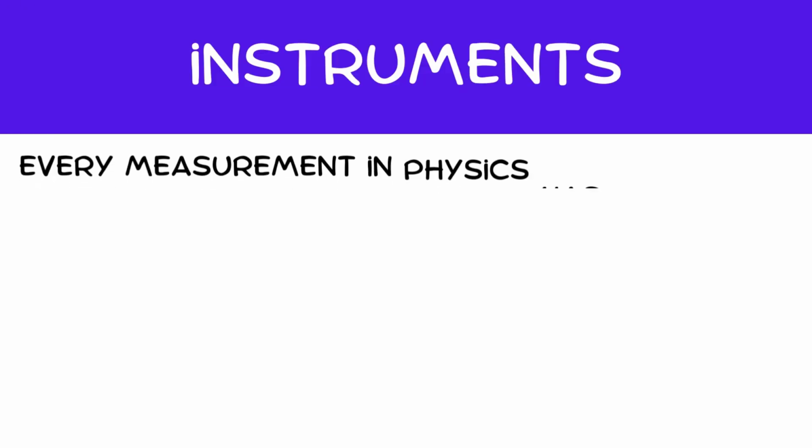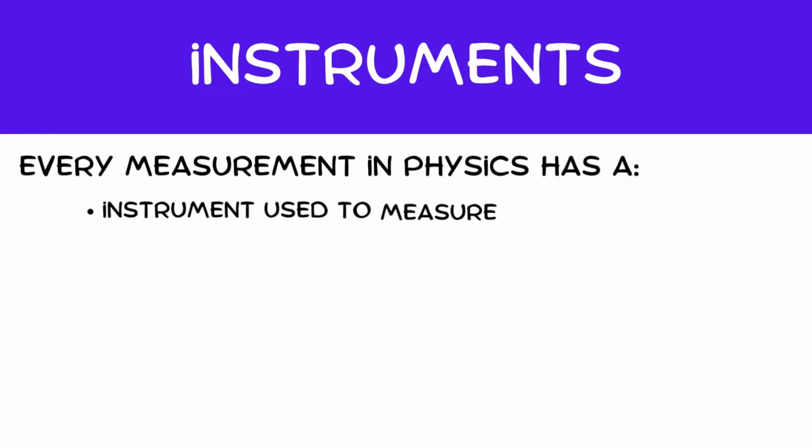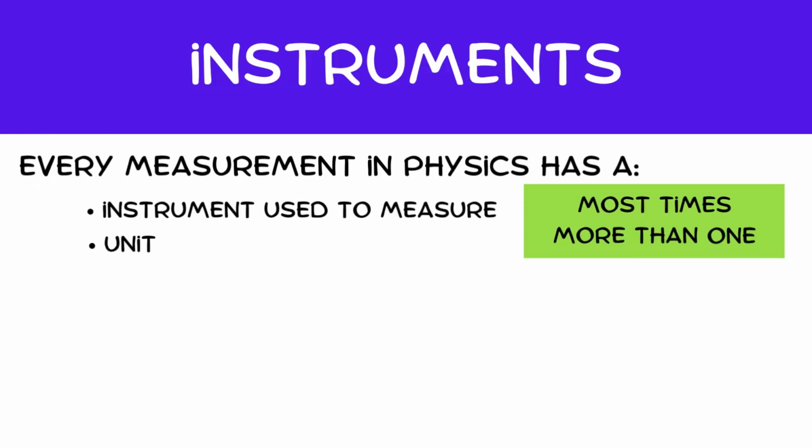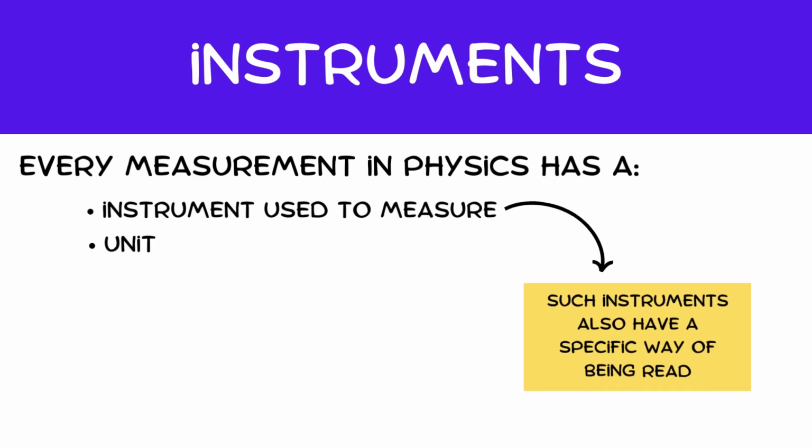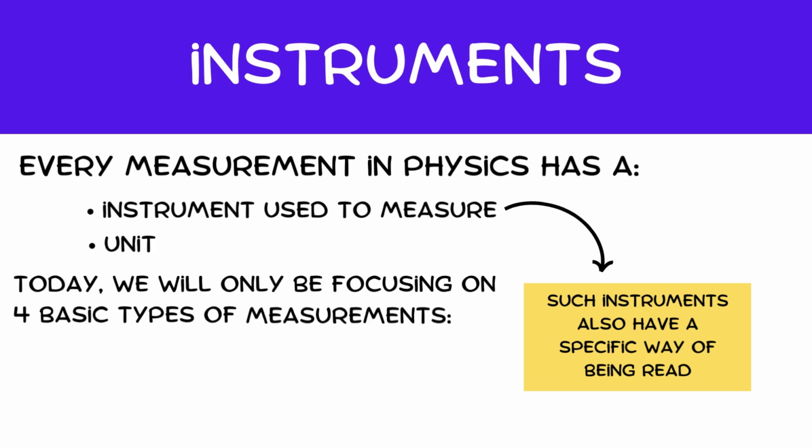Now, almost every measurement in physics has an instrument to measure it, and a unit, sometimes more than one. In addition, these instruments usually have a specific way in which they are read. In this video, we are going to be explaining the basic measurements: length, mass, time, and volume.